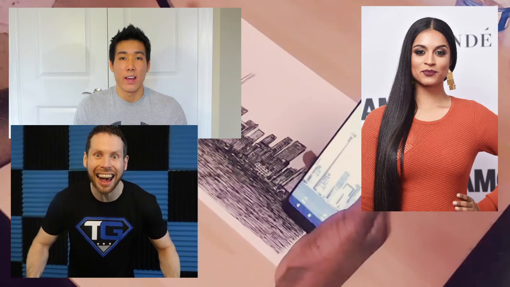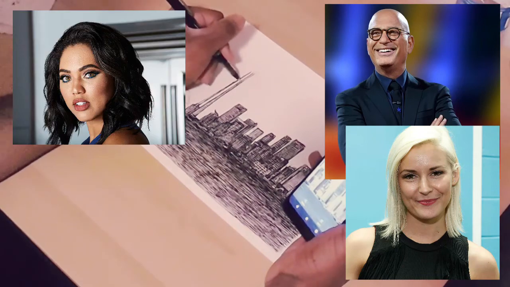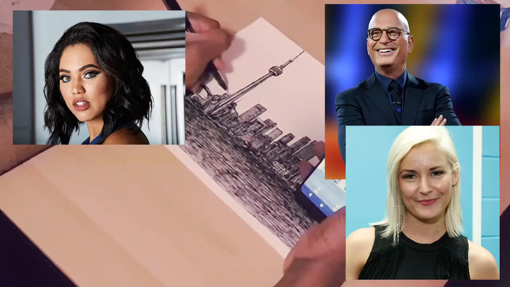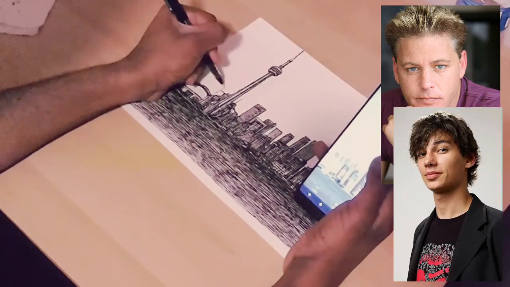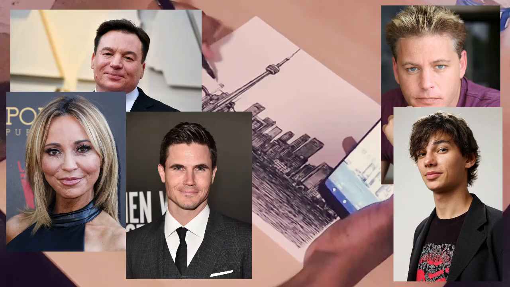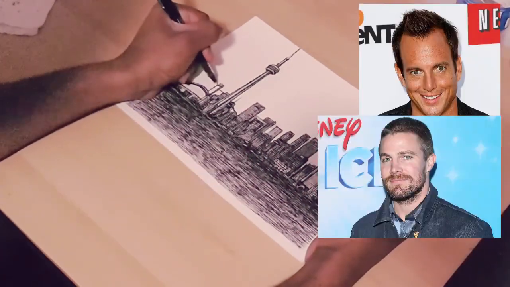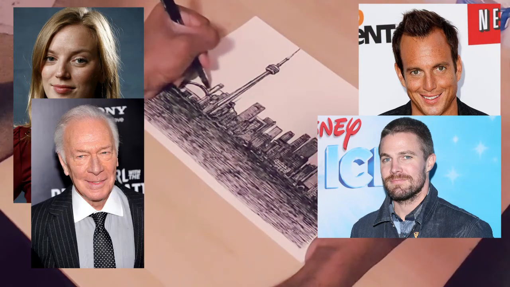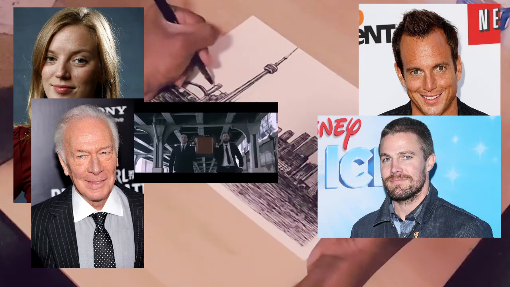TV personalities Howie Mandel, Renee Young, and Ayesha Curry. Actors, Corey Haim, RIP to this guy, Devon Bostick, Mike Myers, Tara Strong, Robbie Amell, Will Arnett, Stephen Amell, Sarah Polley, Christopher Plummer, RIP to this guy as well, and Harland Williams.